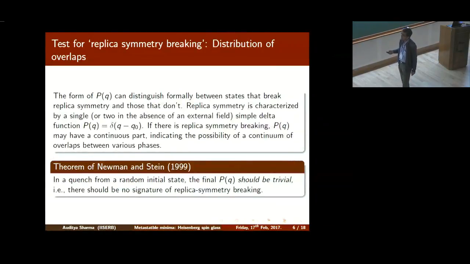So now a theorem by Newman and Stein from '99 says that they consider the Ising version of this problem.